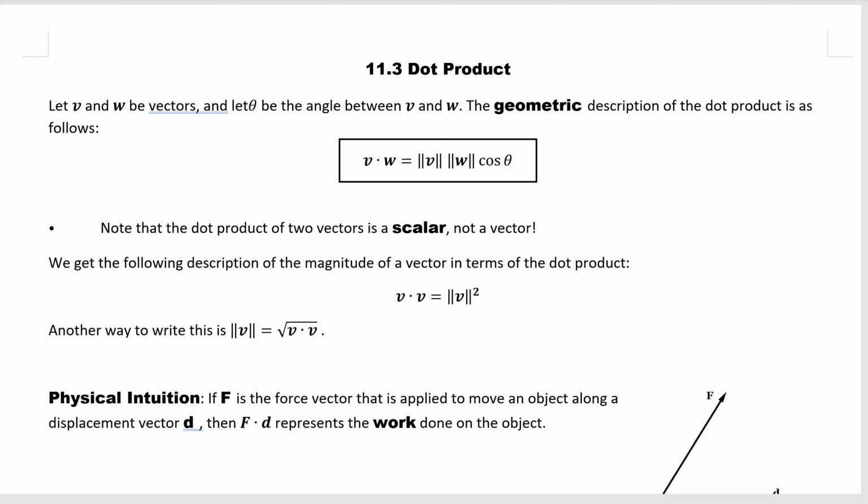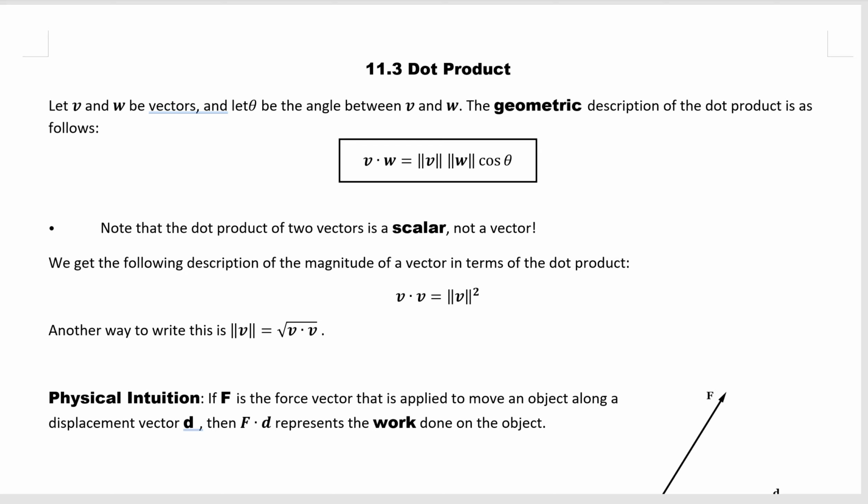Hi everyone. Today let's talk about section 11.3, dot products. Let V and W be vectors. Let theta be the angle between V and W. The geometric description of the dot product is V dot W equals the length of V times the length of W times cosine of the theta between them.